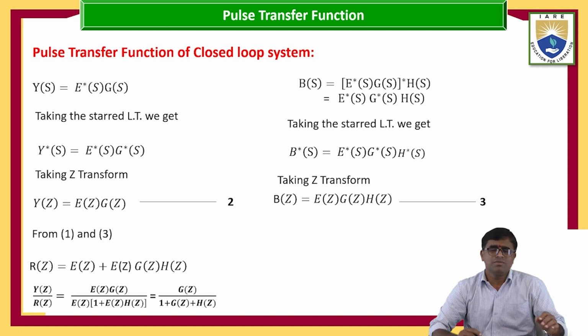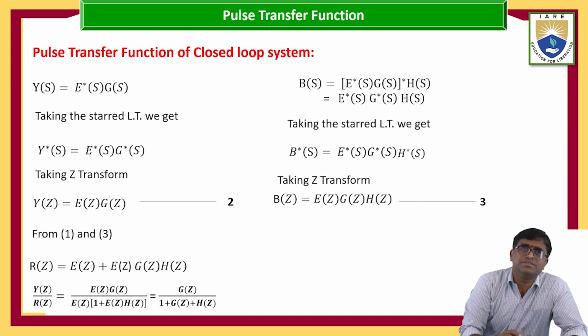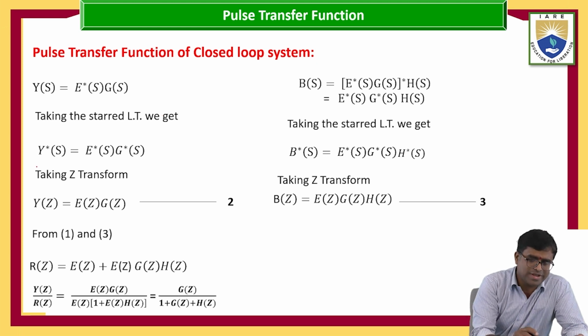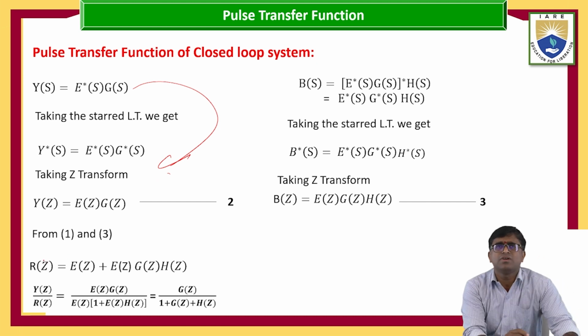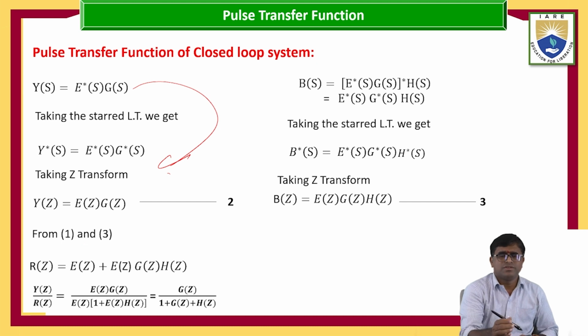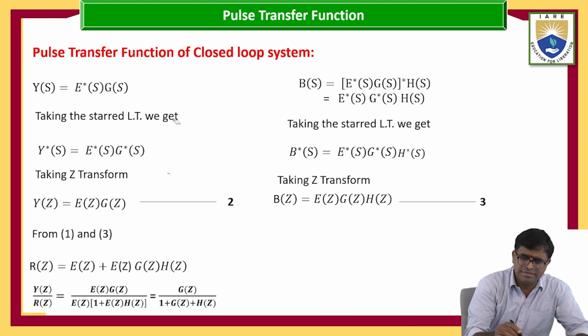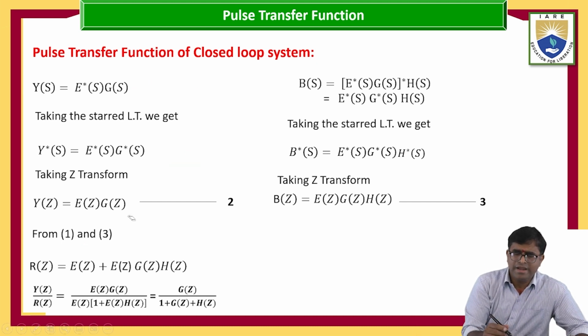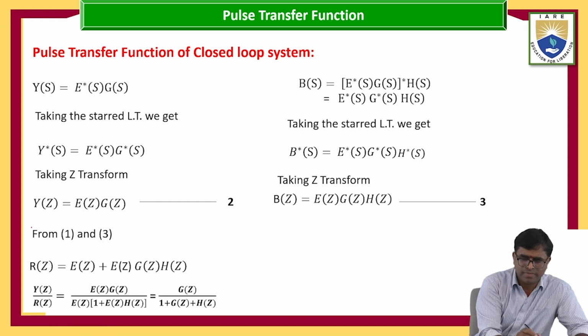Again, same process. We have to take the star Laplace transform for this one. So it comes as Y star of S equals E star of S into G star of S. After that, taking the Z transform, Y of Z equals E of Z into G of Z. I am taking this as equation number 2, and coming to the next one.